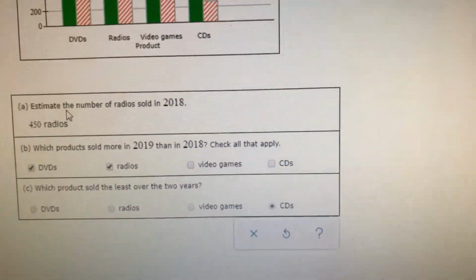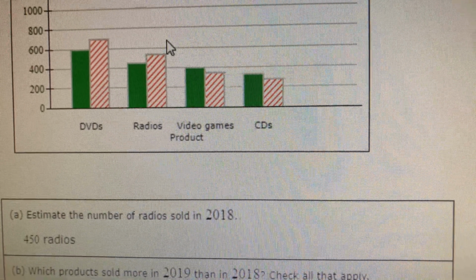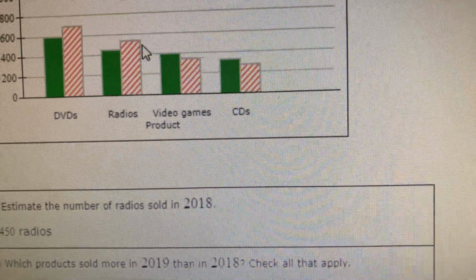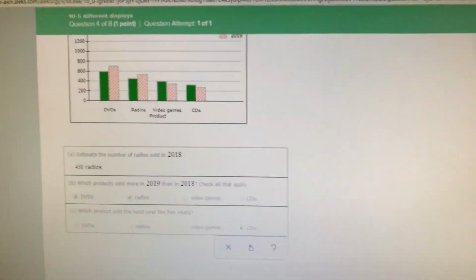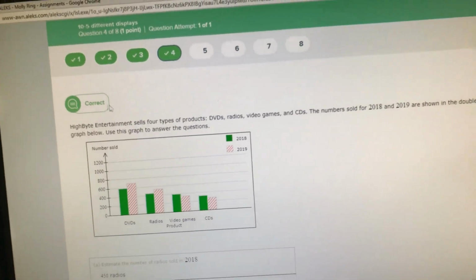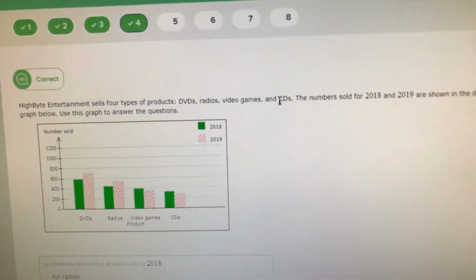Now again, this is an estimate. If you look at it, this is 400 at the bottom, this is 600, 500 is right in the middle. I thought it's a little over half. We'll see how friendly it is with your estimates. And it was correct, they took my 450. There we go. So it's just reading graphs.